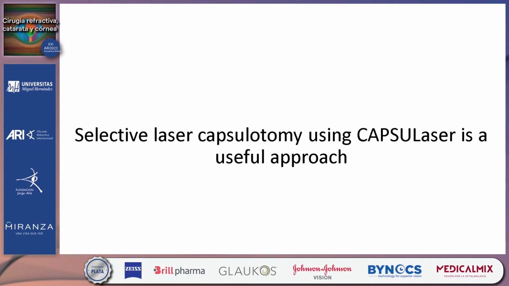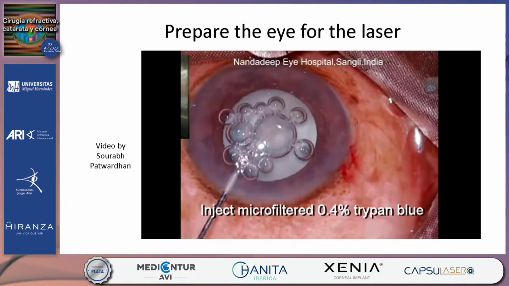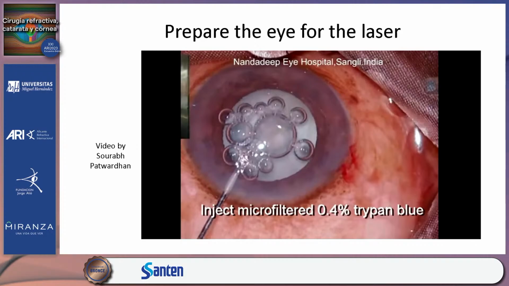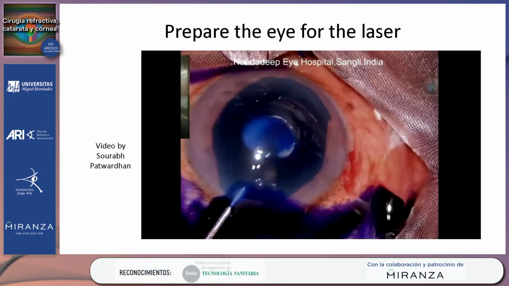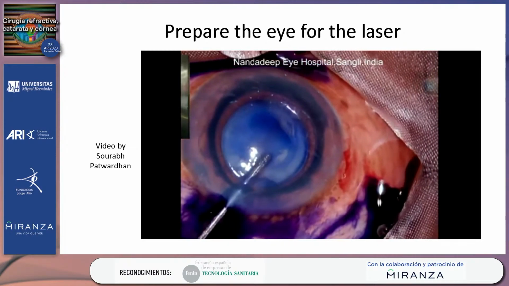Selective laser capsulotomy using Capsulaser is a useful approach. First of all, we're going to prepare the eye for the laser. Let's see how we're going to do this. We're going to inject microfiltered 0.4% trypan blue. You can do it either with an air bubble or without.